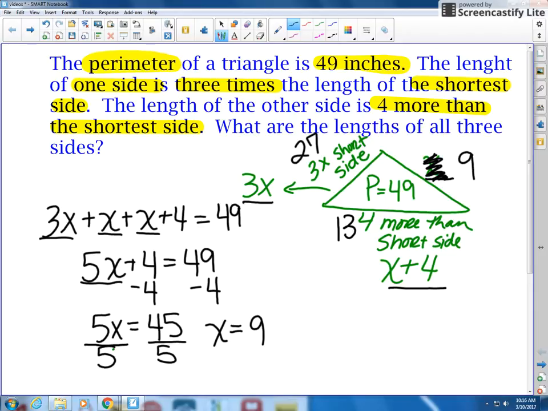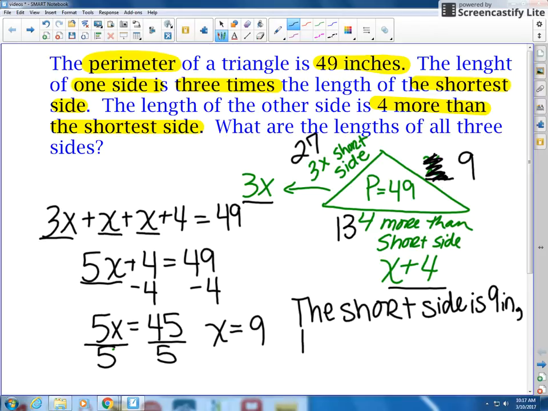So now I have to declare my answer. Declaring your answer just means answering the question in a complete sentence with labels. So my question again was, what are the lengths of all 3 sides? So I can write, the short side is 9 what? Let's go back to the problem, 9 inches.